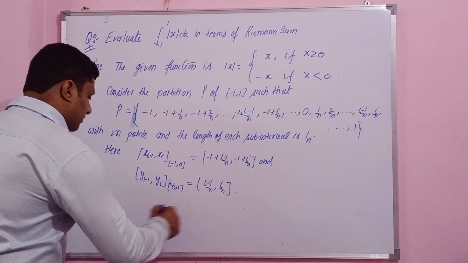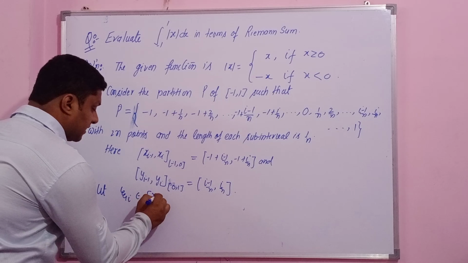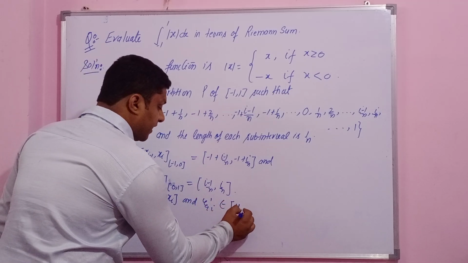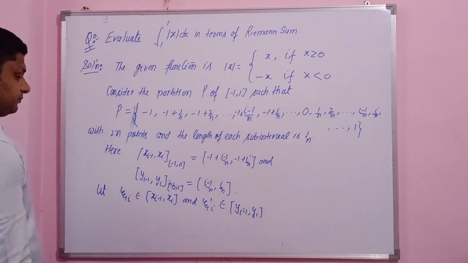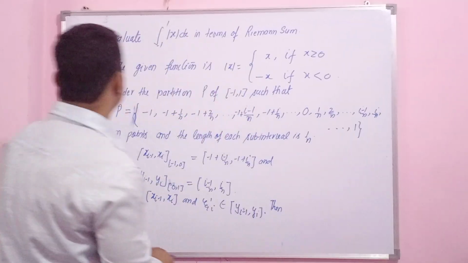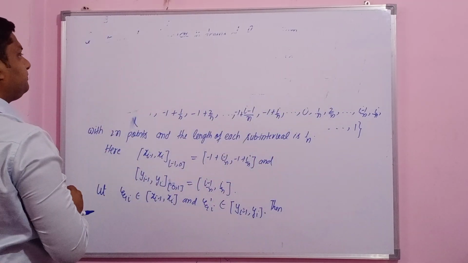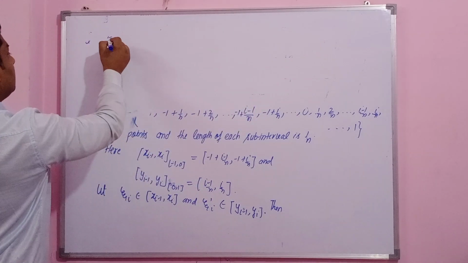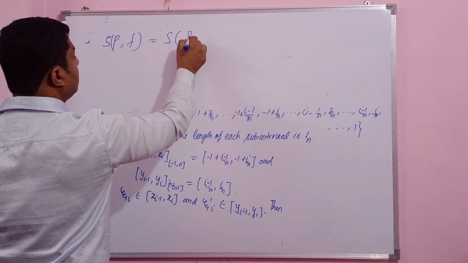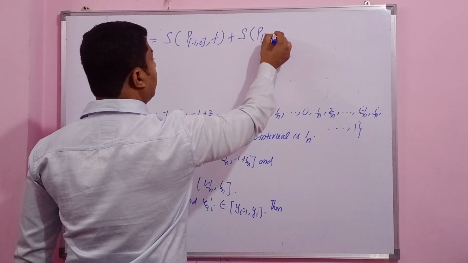As usual. Now let xi belong to [x_{i-1}, x_i] and zeta_i belong to [y_{i-1}, y_i]. Then S(P, f) equals S(P, [-1, 0], f) plus S(P, [0, 1], f).